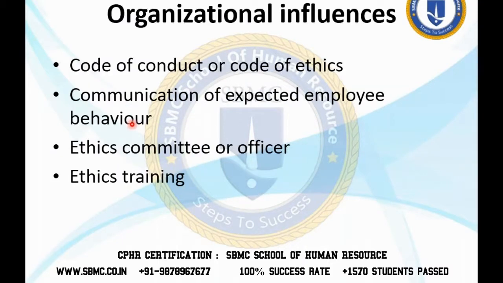Then you have the organizational influence. Organizational influence depends on your code of conduct, code of ethics, communication of expected employee behavior, an ethics committee, an officer, and your ethics training. So the organization gets influence on the individual depending on all these criteria, like your CPHR code of conduct, SHRM code of conduct, HRCI code of conduct. Then you have the communication of expected employee behavior, how they behave and what is expected. Then you have some committee in terms of ethics, and you have the ethical training that is imparted by your organization.